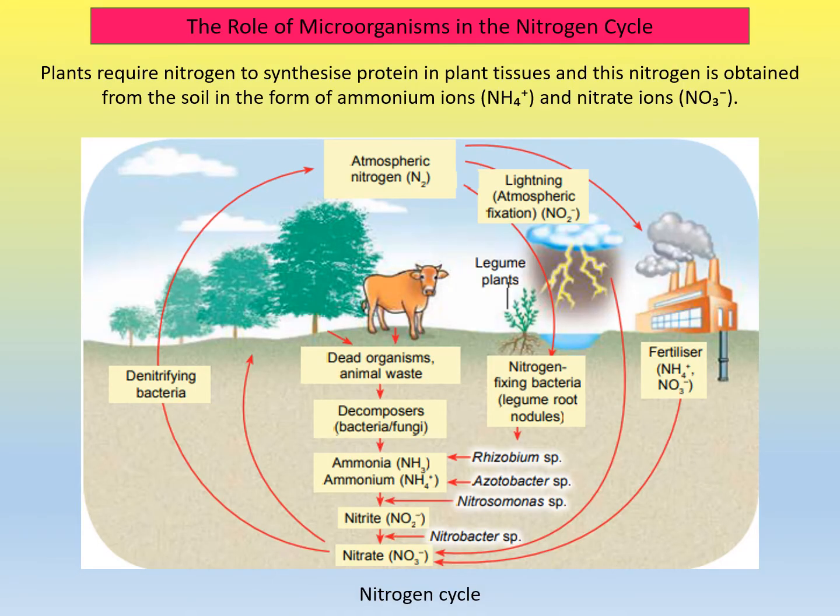The role of microorganisms in the nitrogen cycle. Plants require nitrogen to synthesize proteins in plant tissue, and this nitrogen is obtained from the soil in the form of ammonium ions and nitrate ions. So this is the nitrogen cycle.